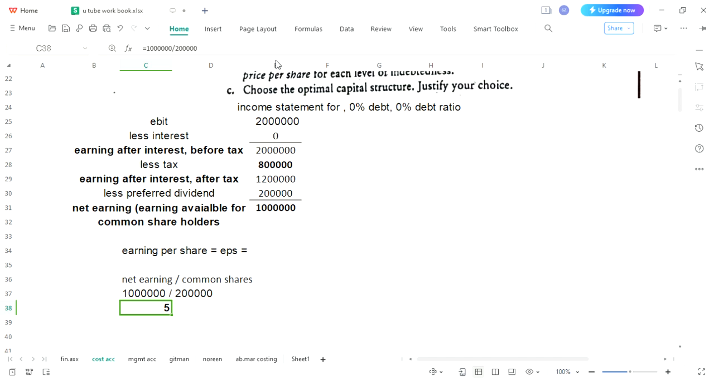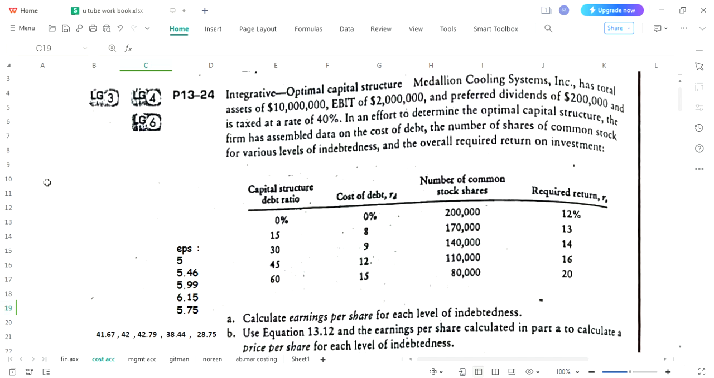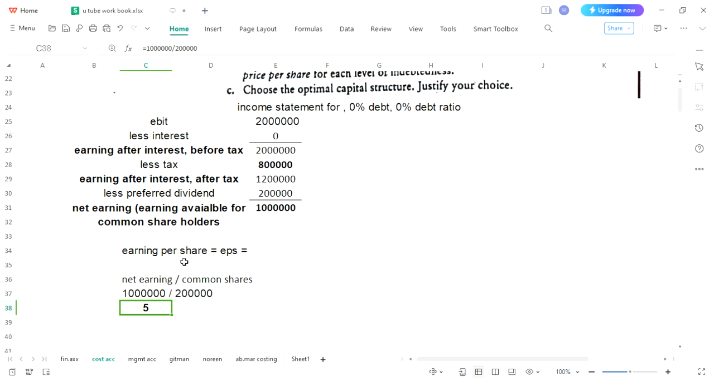Let's see what answer is given in your question. Look over here. EPS first answer is 5. It means it has been calculated, amount is accurate, and we can mark it as done. 5 EPS is calculated, and we will now be posting over here.